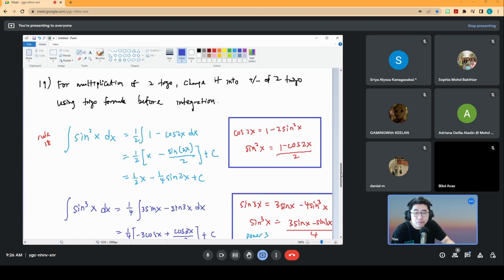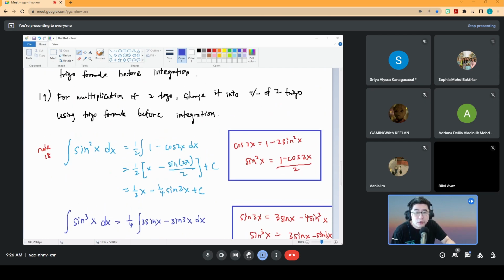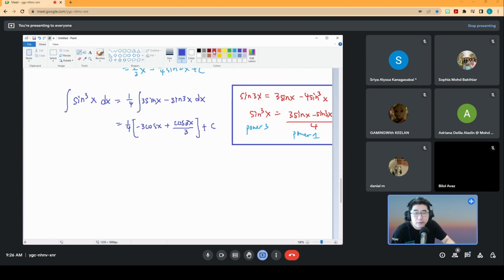From rule 19: for multiplication of two trigo, change it into plus minus of two trigo using trigo formula before integration. Okay, rule 19 here, let's say I have a multiple. So I have sine 3x cos 2x. They are both power 1, but don't be confused. Although they are both power 1, they are multiplied together: sine 3x multiplied by cos 2x.